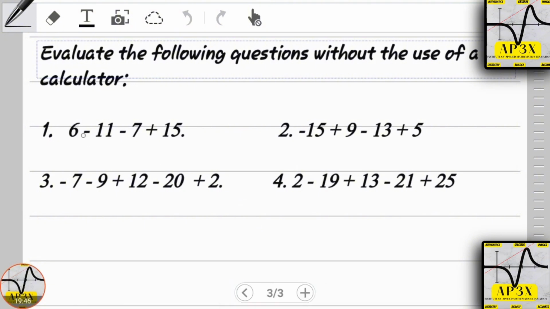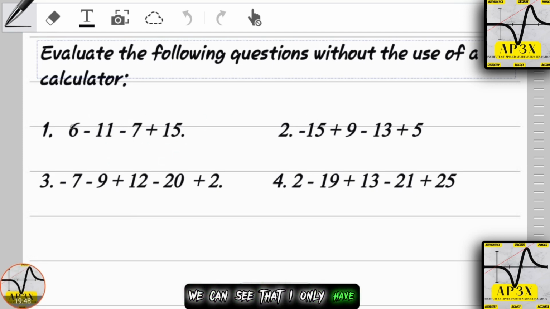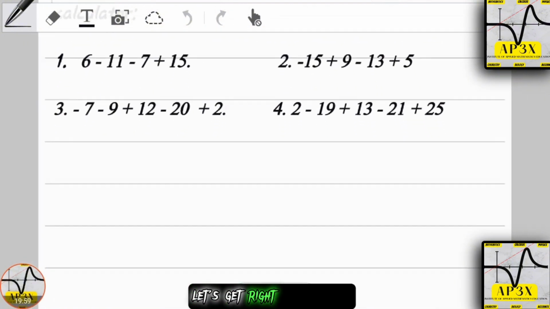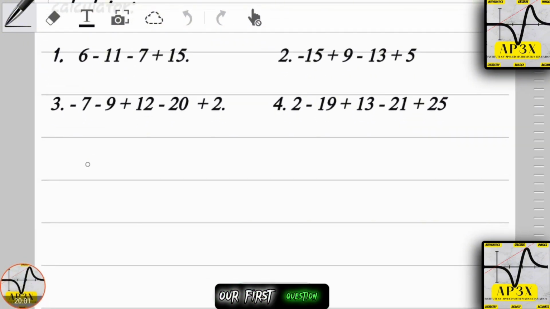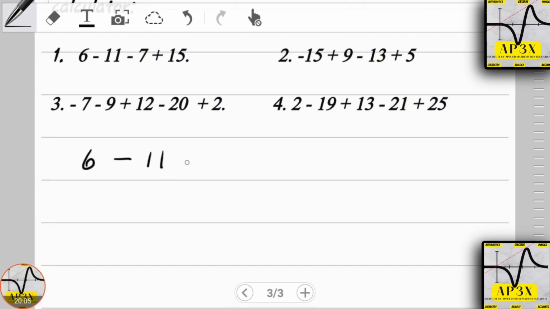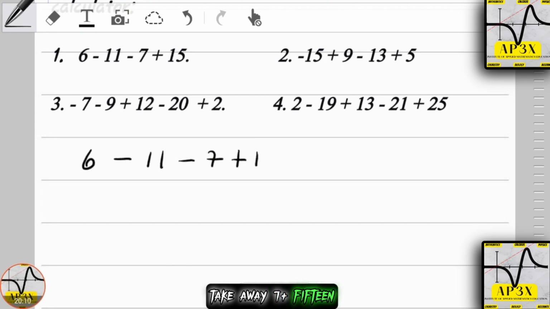All right, so for the first 2, you can see that I only have 4 numbers, and then I have an odd amount of numbers here, and then I have an even amount of numbers over here. So let's get right into it. Let's rewrite our first question. We have 6 take away 11 take away 7 plus 15.